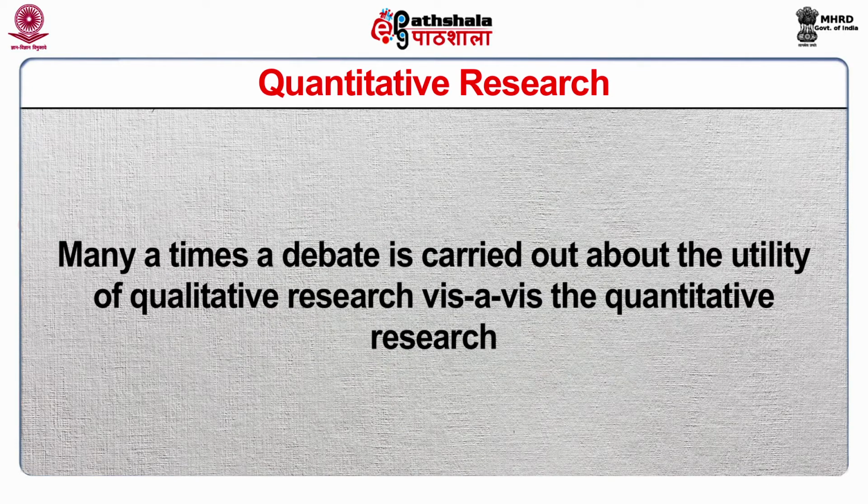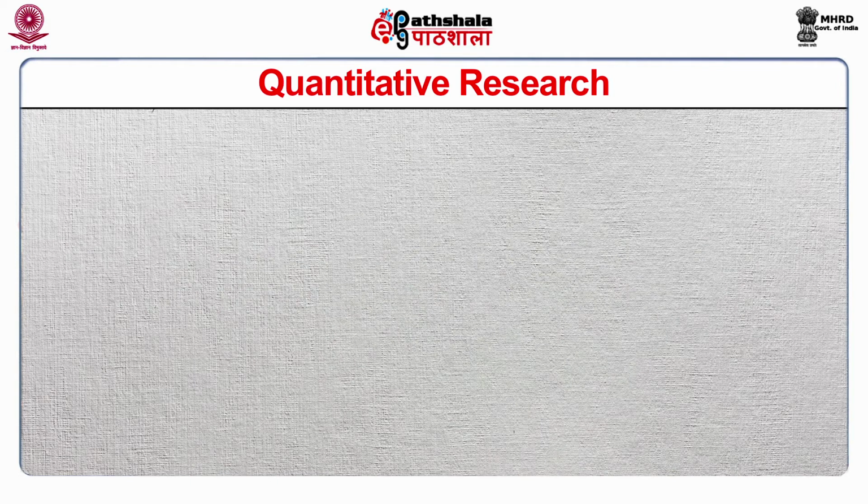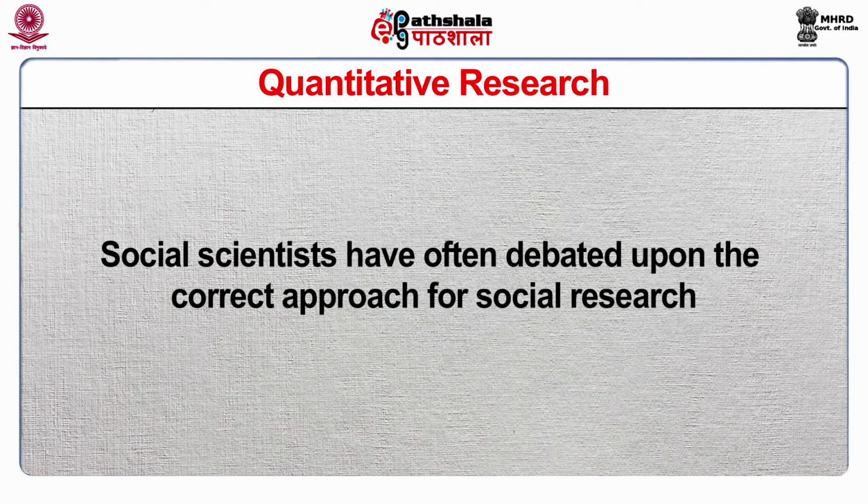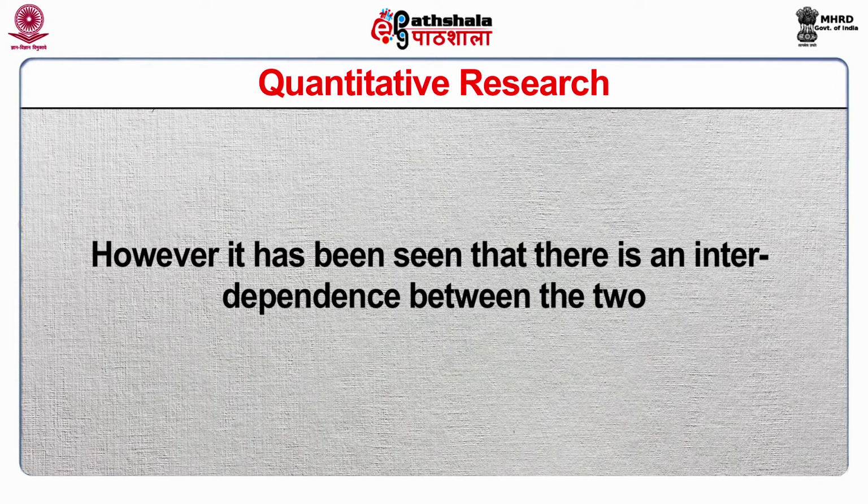Many a time, a debate is carried out about the utility of qualitative research vis-a-vis quantitative research. Social scientists have often debated the correct approach for social research. However, it has been seen that there is an interdependence between the two. Qualitative research often looks towards quantitative data to support its theories, and quantitative research often looks for support in existing theory. This is how they are interdependent.